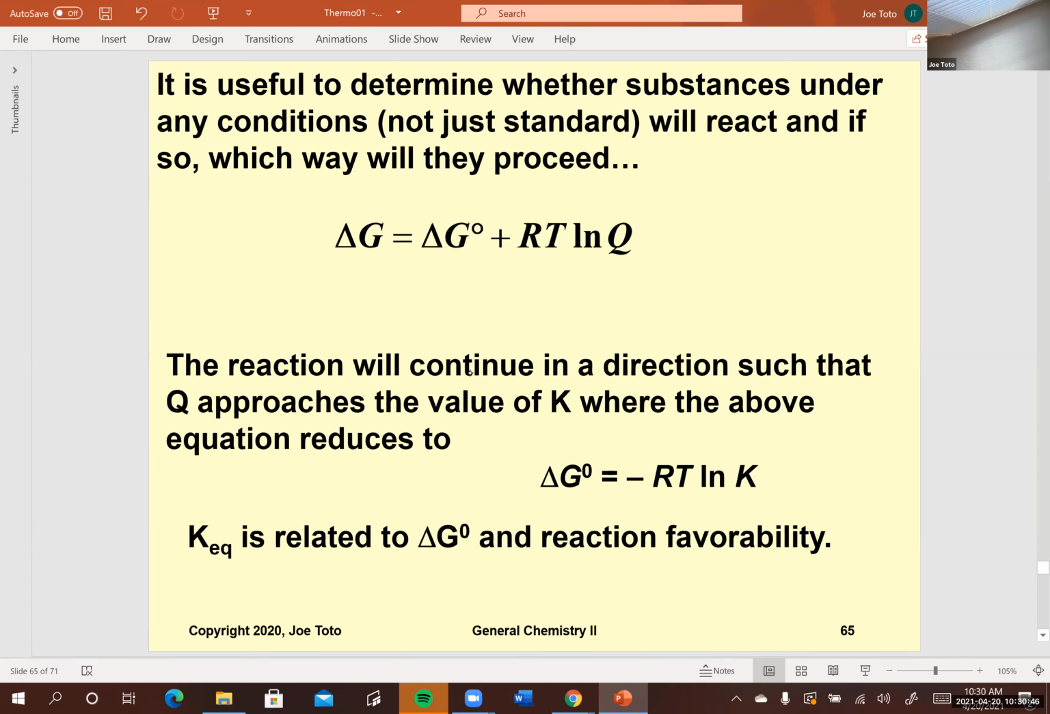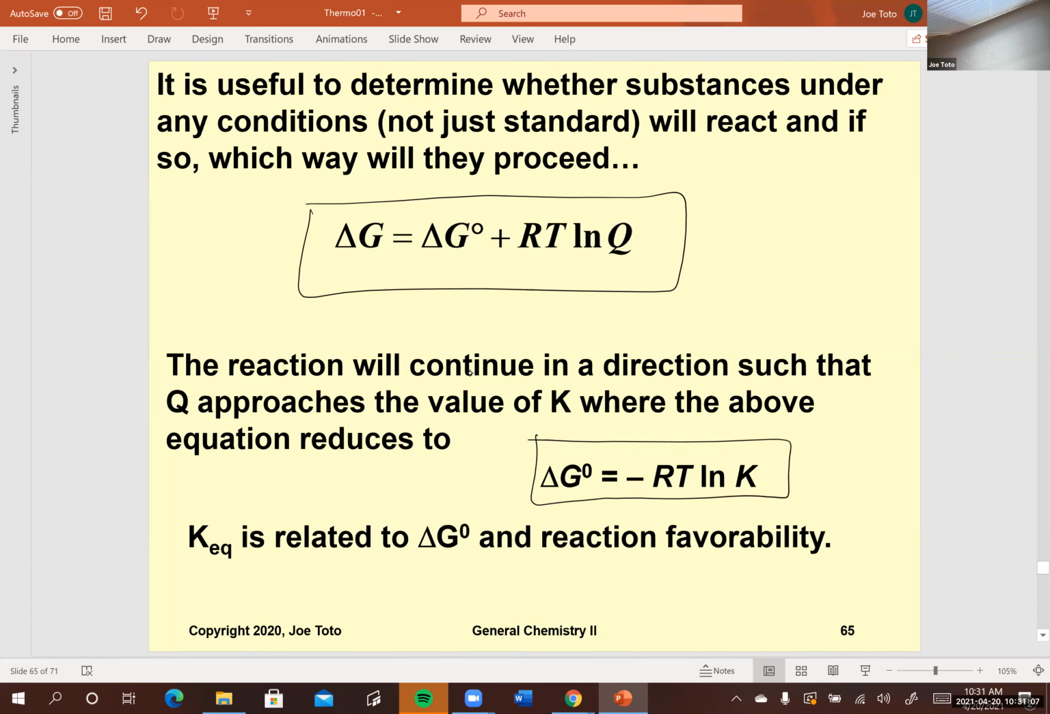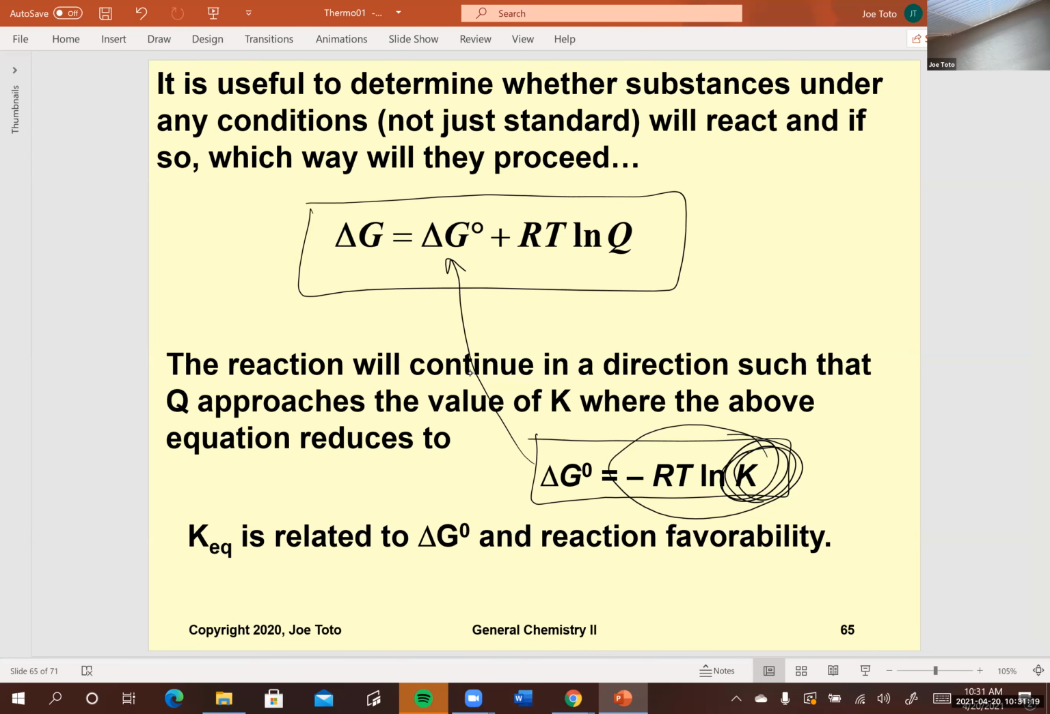So we go back and take a look at that general equation and try to apply it to different problems and solve different problems. This is another form of that general equation, where we substituted in delta G under standard conditions, and that would be related to the equilibrium constant.